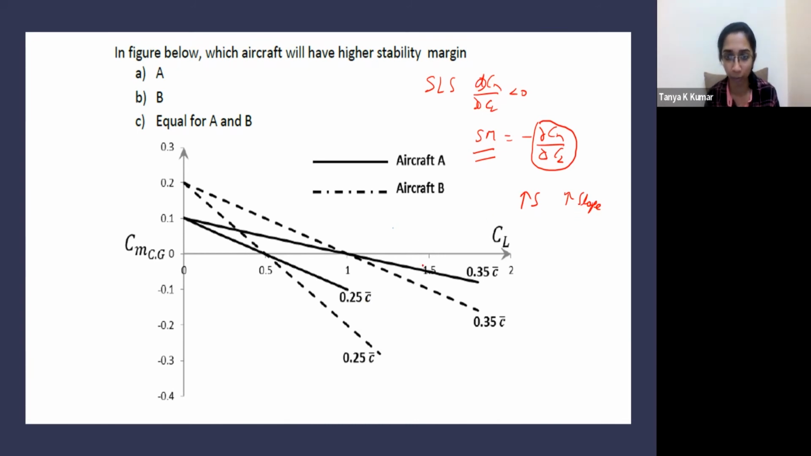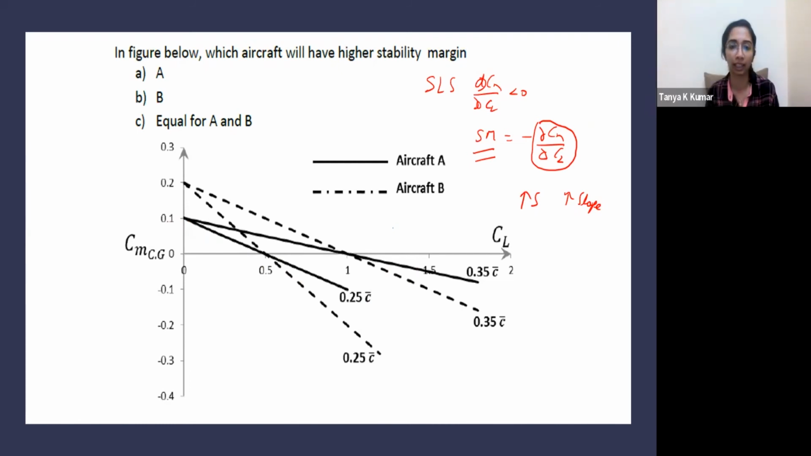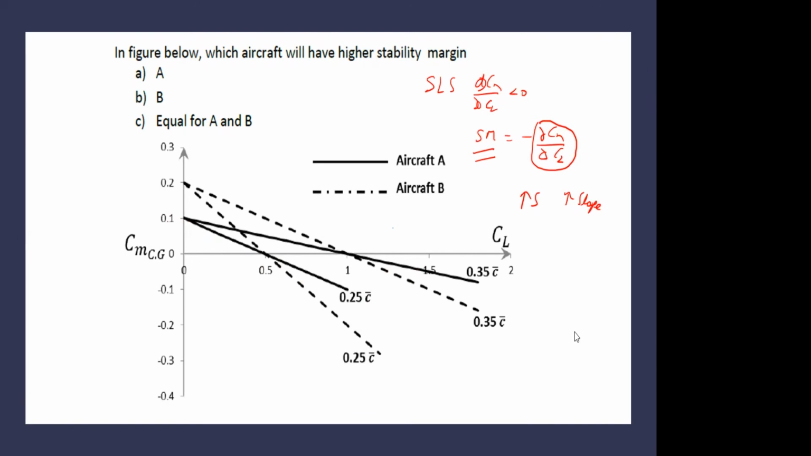So which of these aircraft have more slope? Just take any line, this first line, 0.25. Aircraft B has higher slope. Correct, he's right. So the answer is B.